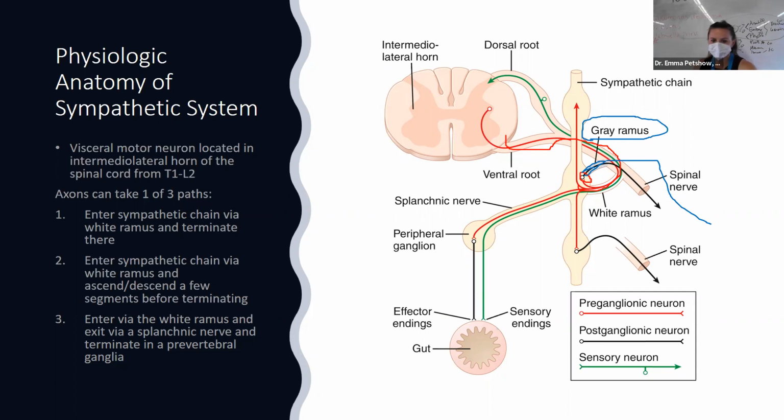So again, this is our initial preganglionic nerve going into our sympathetic chain, our ganglia here. It's going to synapse, exit through the gray ramus right here, and then it's going to go into our peripheral circulation through a spinal nerve that then goes out and synapses to its effector organ. So gray ramus is associated with the sympathetic nervous system, associated with the postganglionic neuron of the sympathetic chain. Correct. Yes, the white ramus you could consider as preganglionic, prior to it synapsing with that sympathetic chain. Perfect.